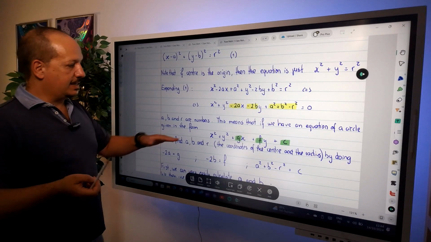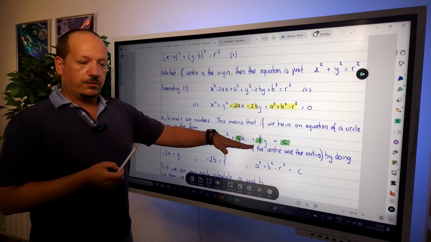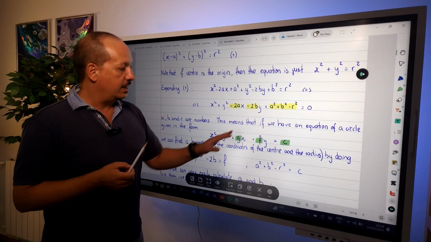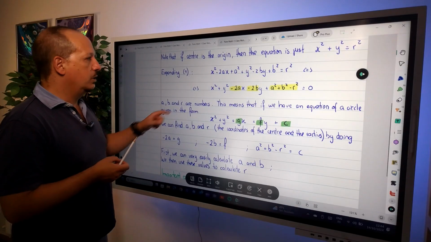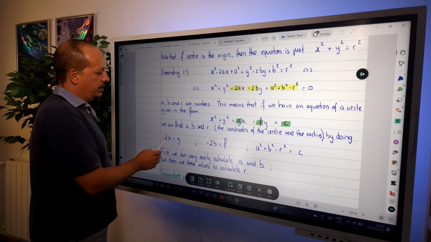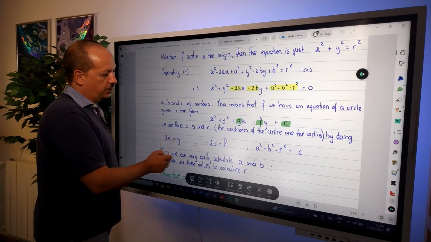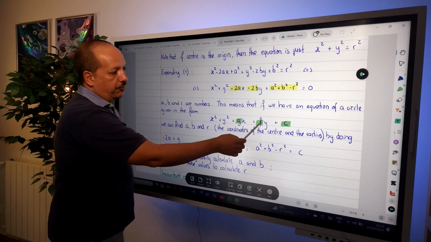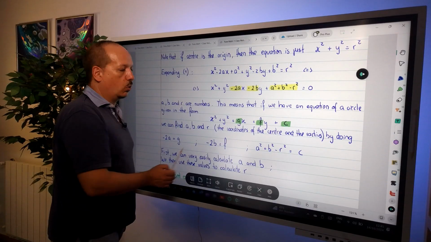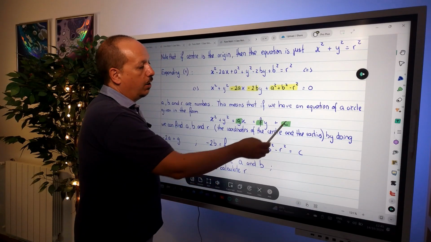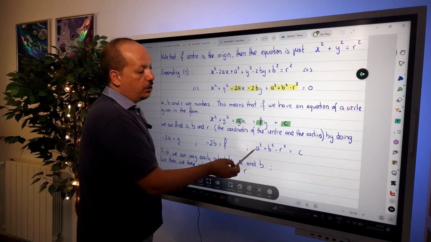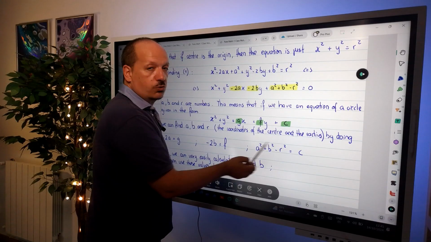What is the purpose of this? Even if you are given the equation of a circle in this format, you can still get the coordinates of the center and the radius using these relationships over here. So you know that g, the coefficient of x, is minus 2a, and a is the x coordinate of the center. The value of f, the coefficient of y, equals minus 2b, and b is the y coordinate of the center. And the value of c, the number on this expression, is going to be equal to a squared plus b squared minus r squared.